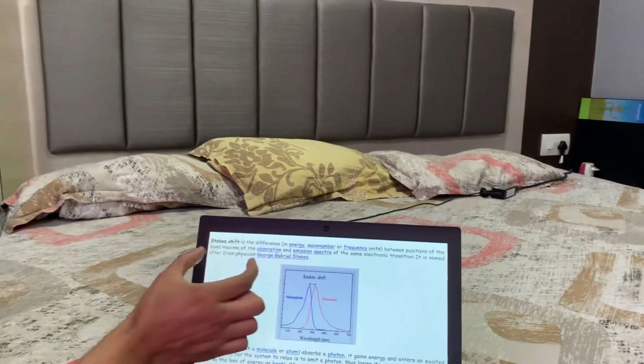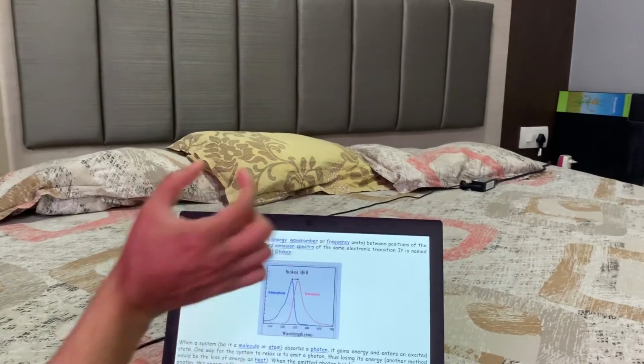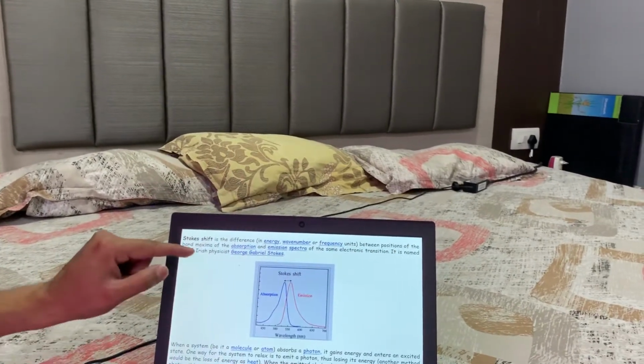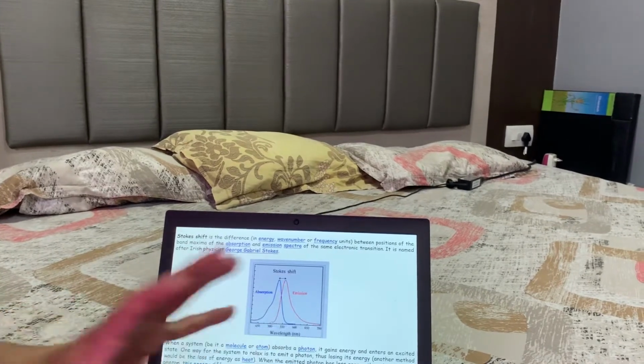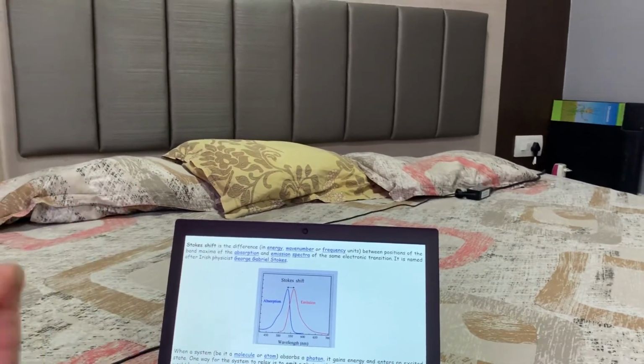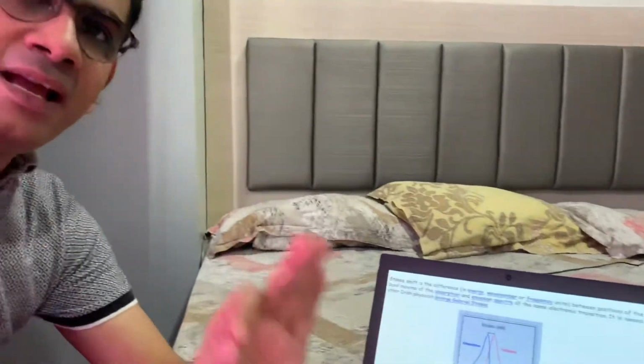So what did he say? The Stokes shift is the difference between the positions of the band maxima of the absorption and the emission spectra of the same electronic transition. It means the same molecule can absorb at the higher energy light. Because of this, it reaches the excited state. When it goes back to the ground state, it releases the energy as a lower energy photon, and this difference is called the Stokes shift.